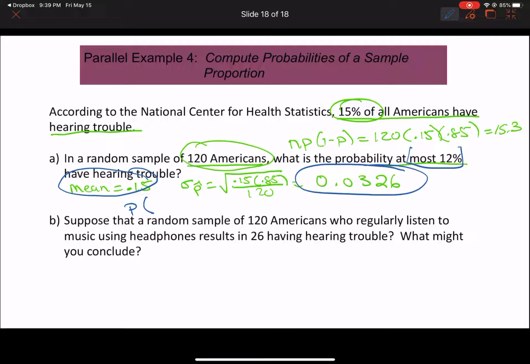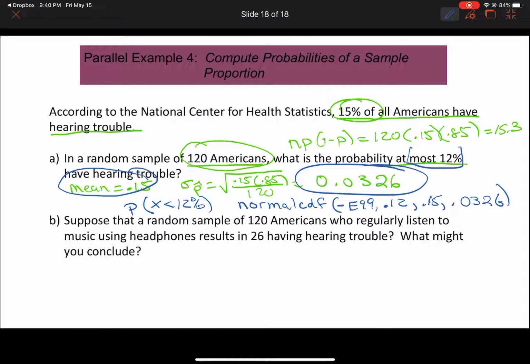so we're looking for the probability at most, so is it greater than or less than. So this is less than 12%. So I would do normal CDF. And it's less than, so we do negative E99 to 0.12, comma, 0.15, comma, 0.0326. Put that in your calculator.